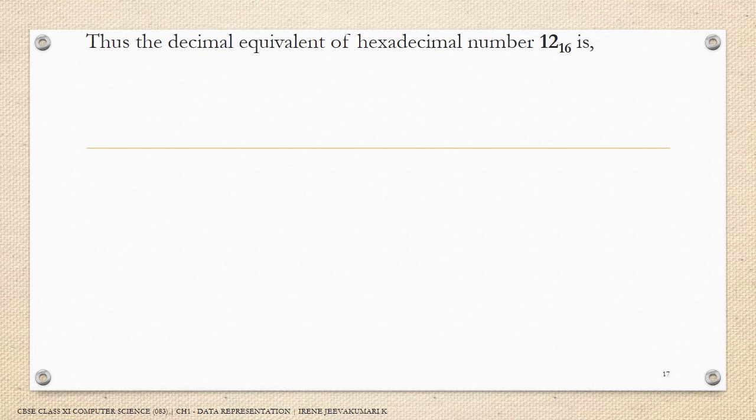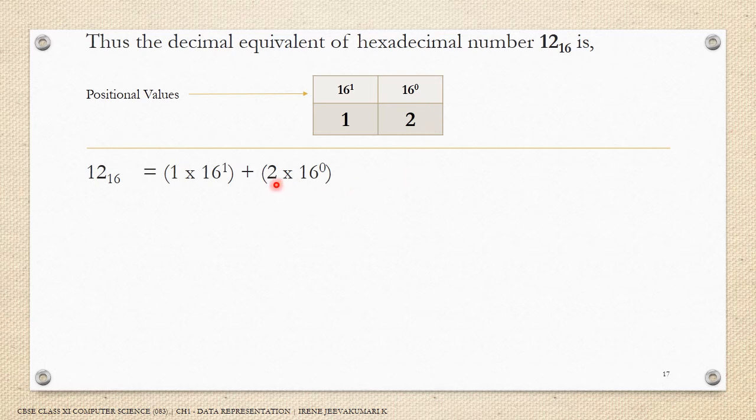Let us find the decimal equivalent of the hexadecimal number 12. Let us take the number 12, 1 and 2. The positional values of the hexadecimal number are expressed as a power of 16. It starts from the units position as 16 power 0 and 16 power 1. Now to find the decimal equivalent, let us simply take the sum of products of its digit value and its positional value. So step 1 goes as this: 1 multiplied by 16 power 1 plus 2 multiplied by 16 power 0.